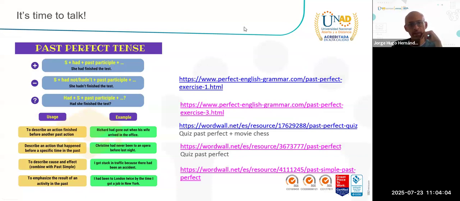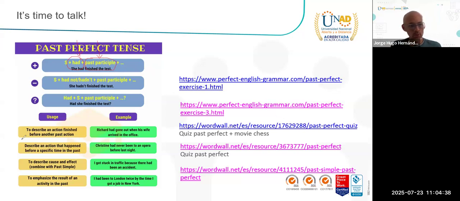Okay, so we started studying past perfect tense. And remember that this past perfect tense was made with had as an auxiliary verb. Remember that had is the past of have or has, and the past participle of the verb. No, the third column: the first column is present, the second column is past, and the third column is past participle. So we are going to use past participle and had. We started doing an exercise.